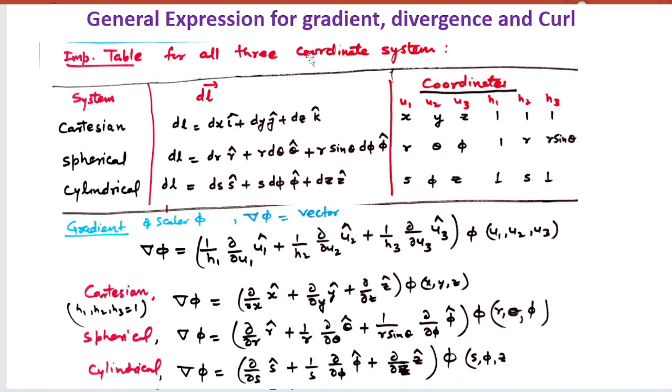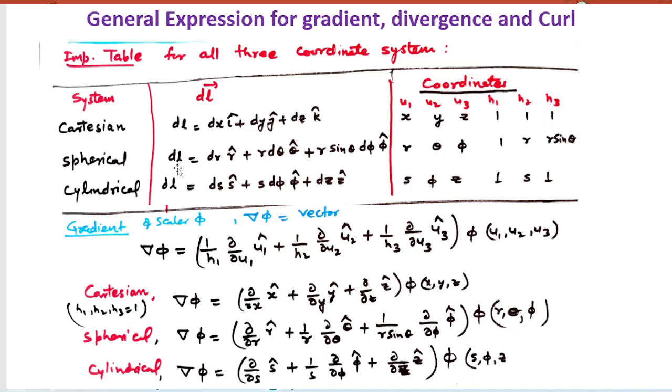This is an important table for all three kinds of coordinate system, because we know the displacement vector or line element in all three. In Cartesian coordinate system, it is dx i cap plus dy j cap plus dz k cap, and the unit vectors are x cap, y cap, z cap, or u1, u2, u3 can be taken as x, y, z, and h1, h2, h3 are the coefficients of dx, dy and dz, that is 1, 1, 1.